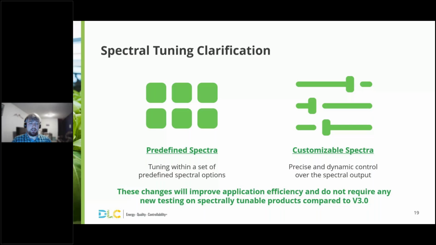These clarifications, though, do not require any new testing on spectrally tunable products compared to version 3.0, and are really just an operational efficiency for us. That way we better understand and communicate your spectrally tunable product throughout the application process and how it shows up on the QPL.